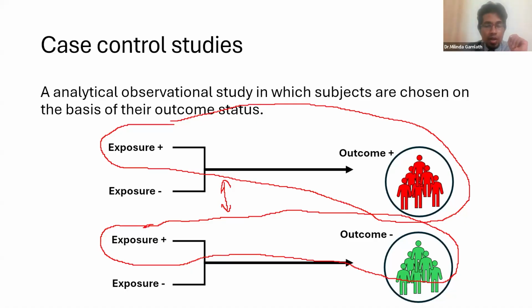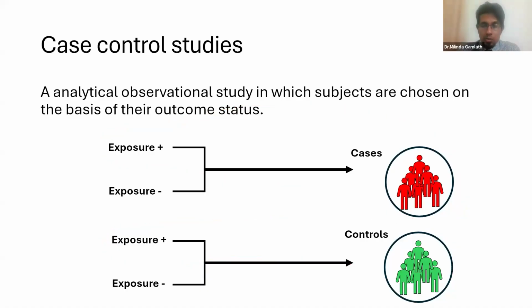In addition, the special terms we use for people with the outcome and without the outcome are cases and controls. People with the outcome, the people with lung cancer, we call them cases. The people without the outcome, without any lung cancer, we call them controls, and that is where the name case control studies comes from. So I hope that is clear as well. In case control studies, you divide subjects according to the outcome, according to the disease.